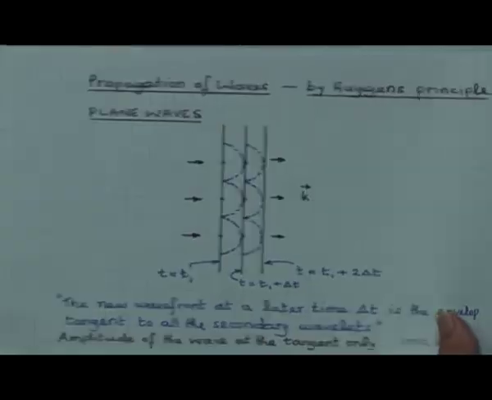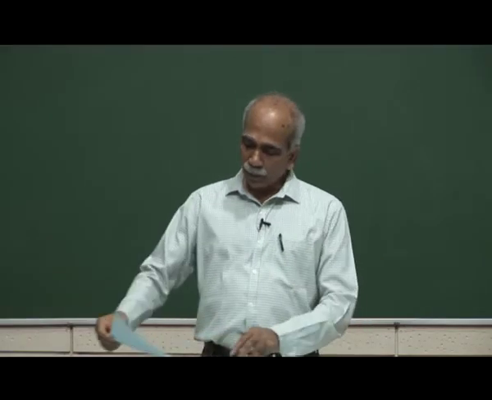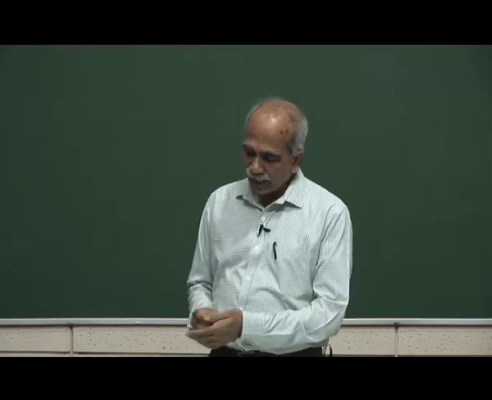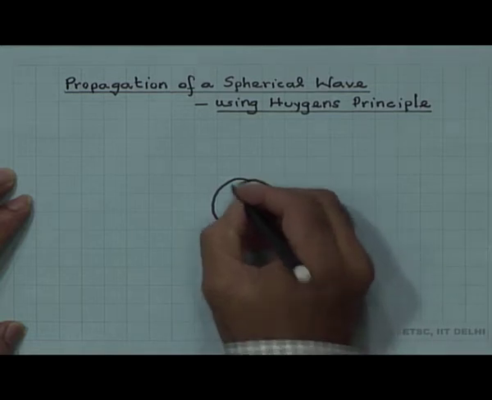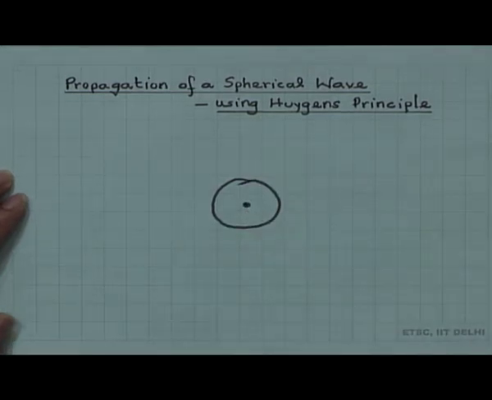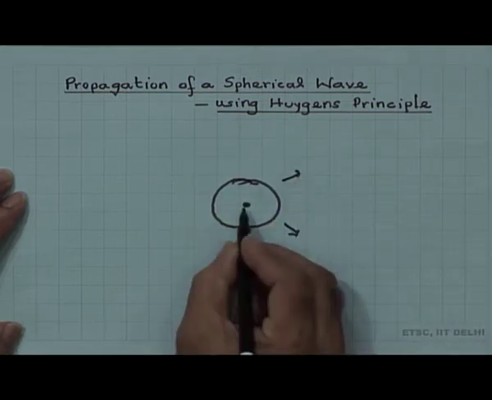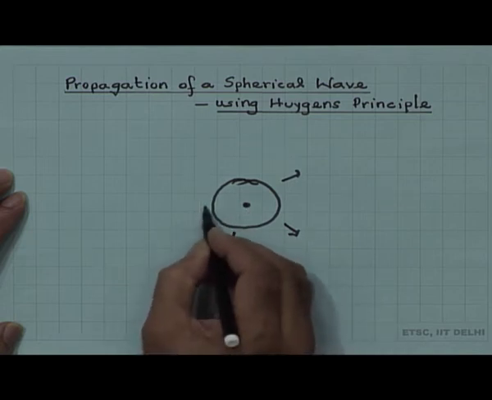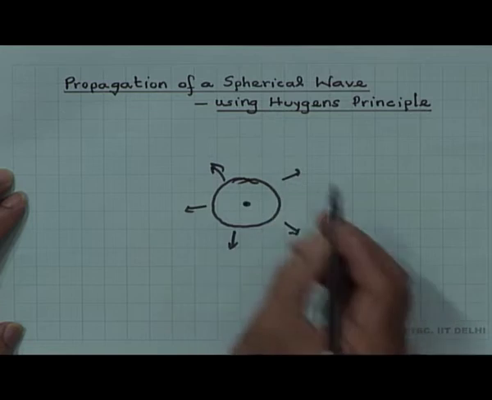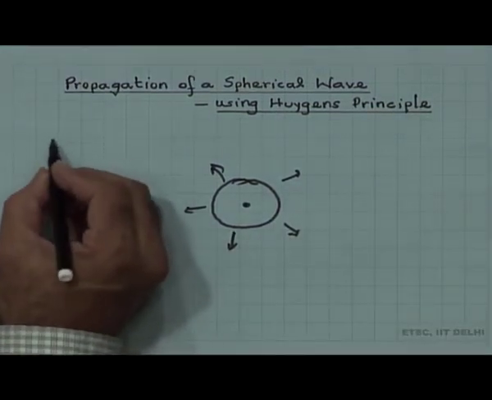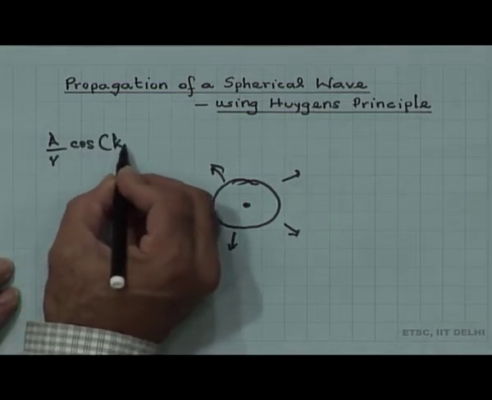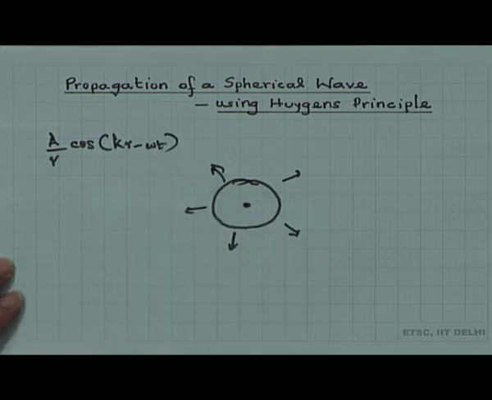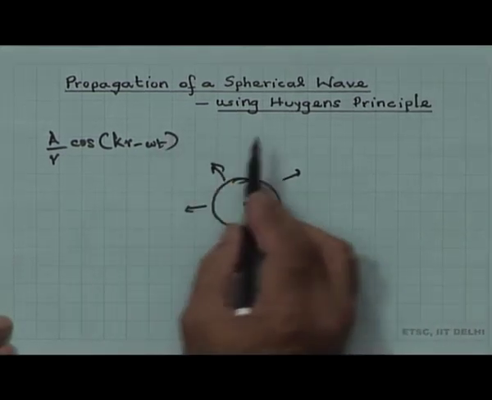Now, let us look at propagation of a spherical wave, using Huygens principle. So, as before, let me take a sphere here. This is the point source, which has given out a spherical wavefront which is propagating outwards, because light is emanated from here. It is a point source and we have just seen that it gives out spherical waves which can be represented as A by R into cos(kr minus omega t). So, this is propagation. Now, let us apply Huygens principle.